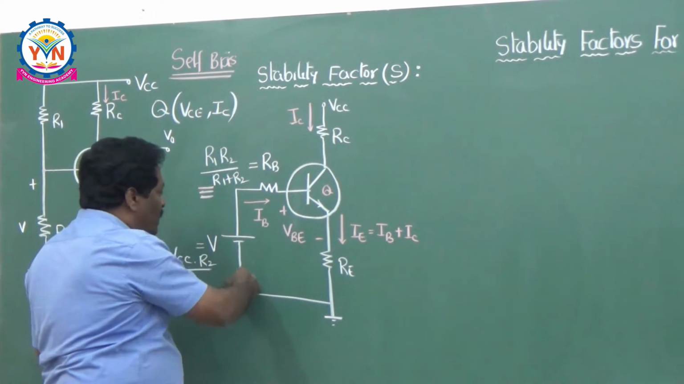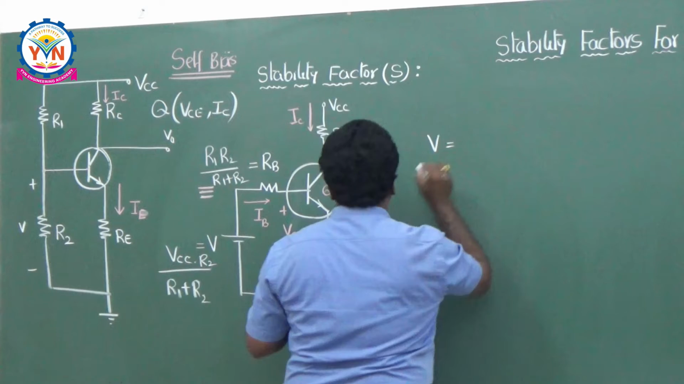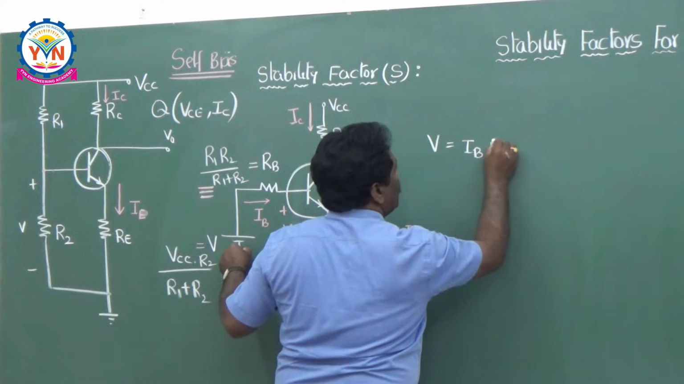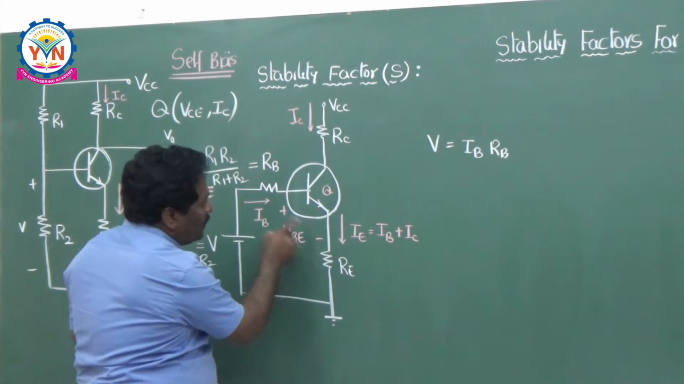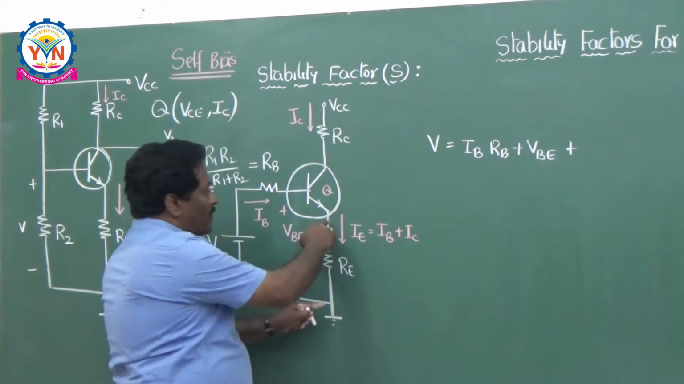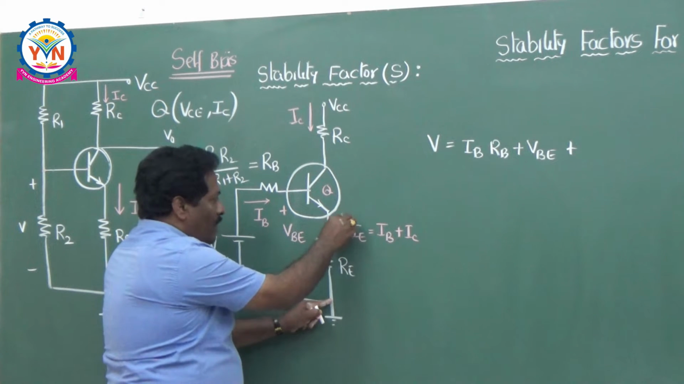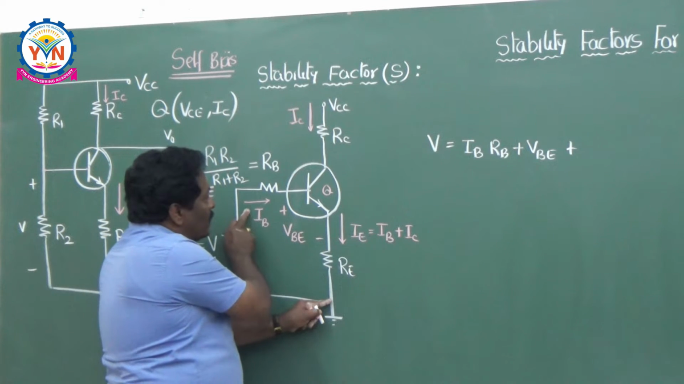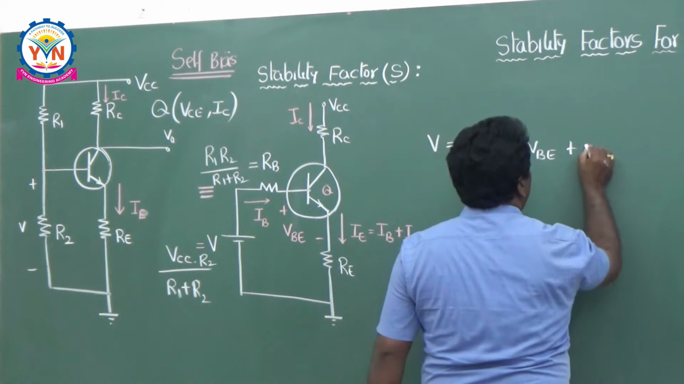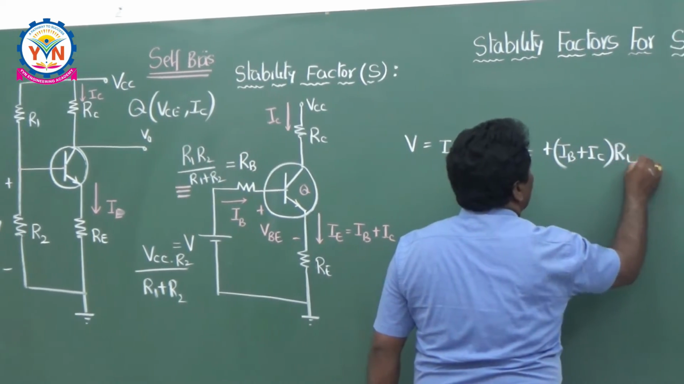By writing the KVL for this input loop, you can write the applied voltage V is equal to IB RB plus VBE, the base to emitter voltage, plus the voltage across RE. What is the voltage across RE? RE multiplied by IB plus IC, because IE is nothing but the sum of the base current as well as the collector current. That's why you can say that this is IB plus IC into RE. So, this is the KVL for this input loop.